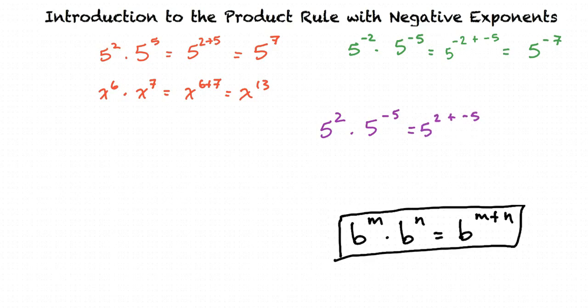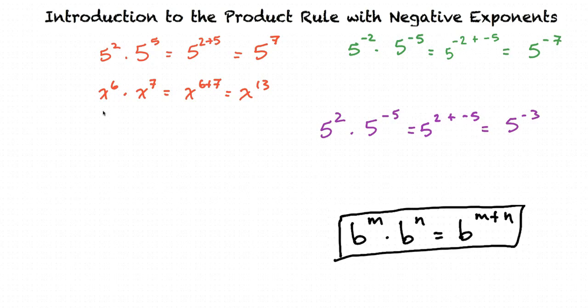5 to the 2 plus negative 5. And again, 2 plus negative 5 is the same thing as 2 minus 5. 2 minus 5 equals negative 3. So we have 5 to the negative 3 as our final answer.